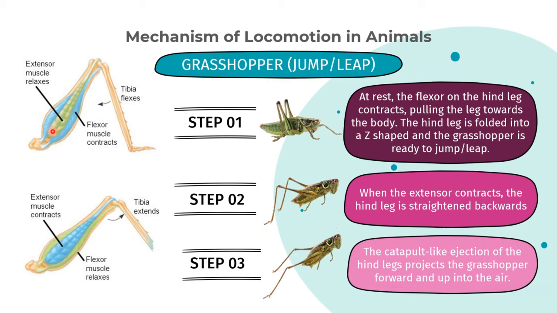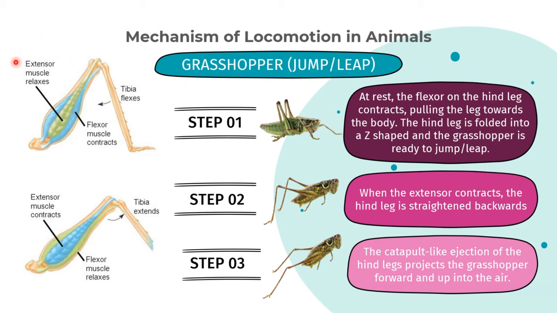Okay, so I repeat, the muscles involved in the grasshopper are the extensor muscle and the flexor muscle. Do you still remember what flexor and extensor are? Flexor refers to the muscle that causes the leg or the limb to bend. That is flexor.